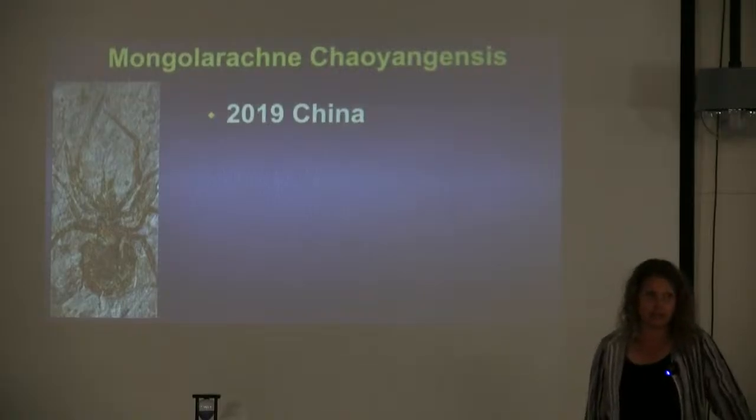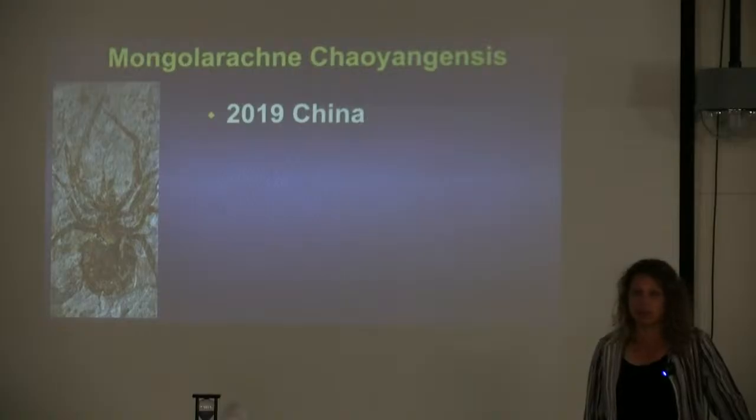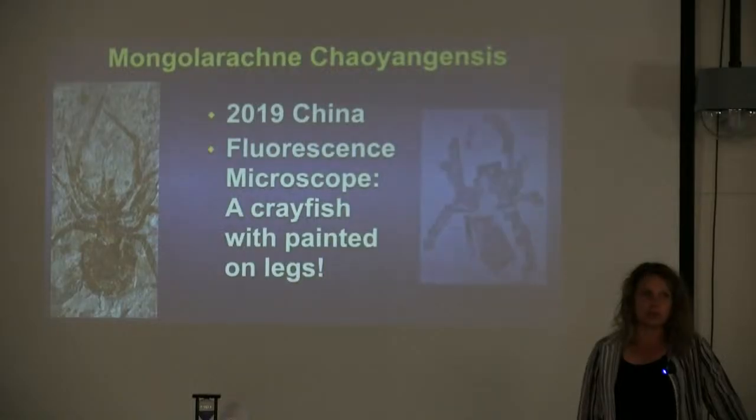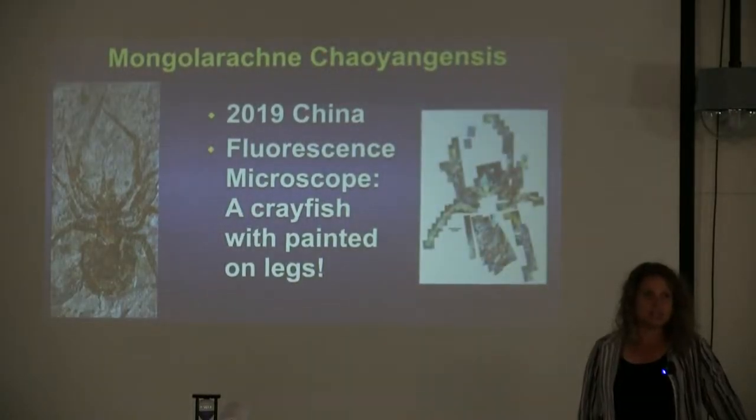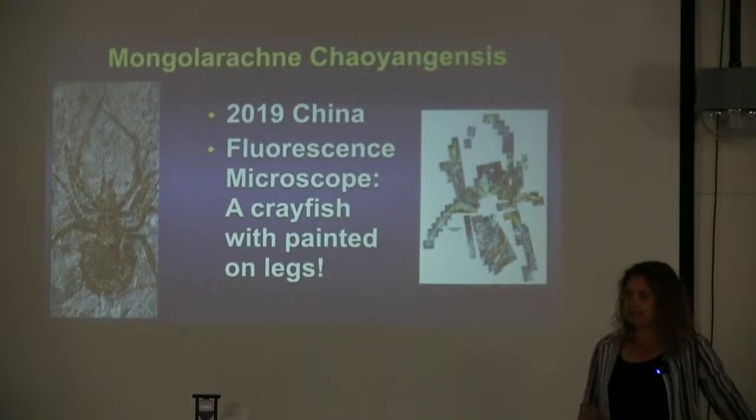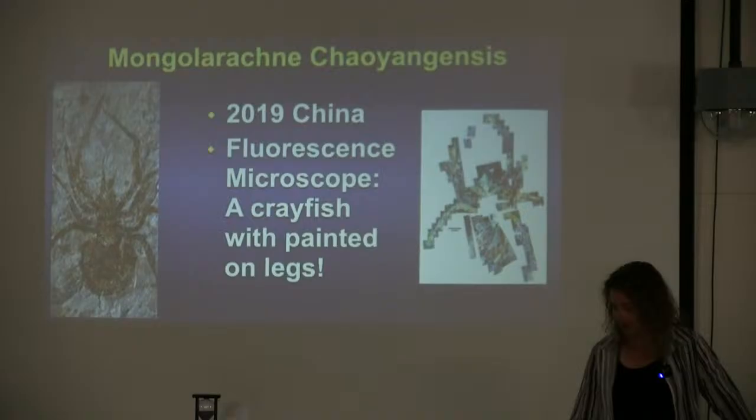Okay, these fossil hunters, when they find fossils, they can be rich, they can be famous if they can find something that's new, unique, or a missing link. Okay? Well, they started doing some more study on this thing. They used fluorescence microscopy, and they realized this is just a crayfish, and they had painted the legs on it. Okay, this was not a new fossil. Okay, and this is just one of many frauds that are out there.